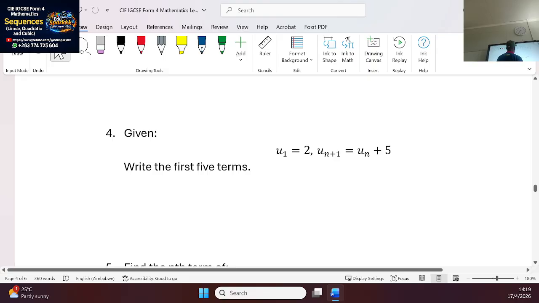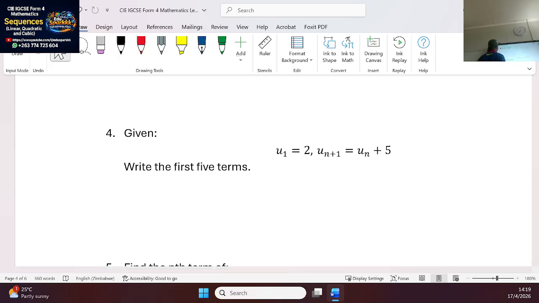Right, given this function in subscript notation, let's write the first 5 terms. The first one is given already, it's 2. And the next one is going to be U2. So U2 is equal to U1 plus 5 when we substitute here with 1 and 1. Then I'm adding 5 to 2, which gives me 7.